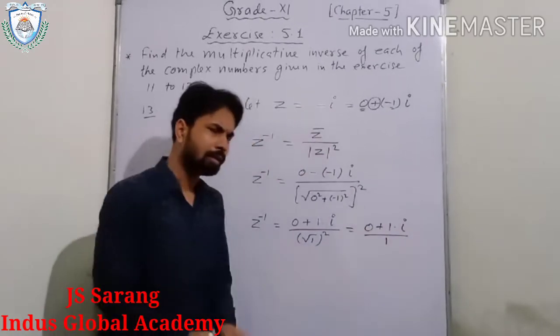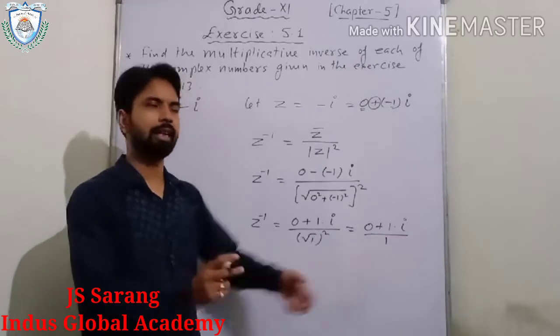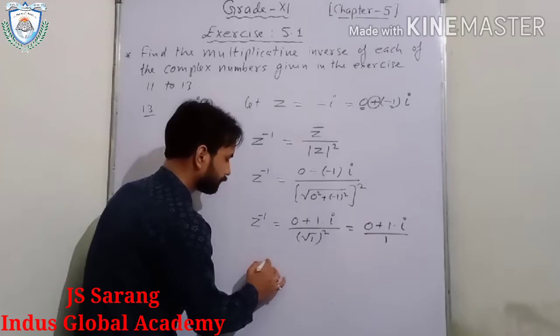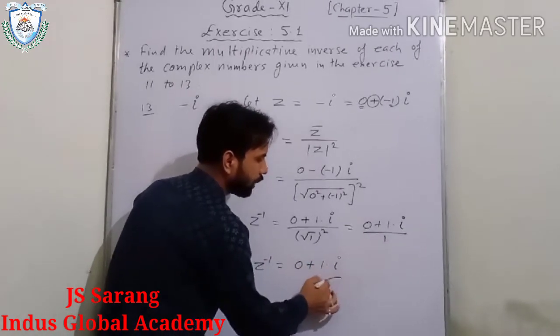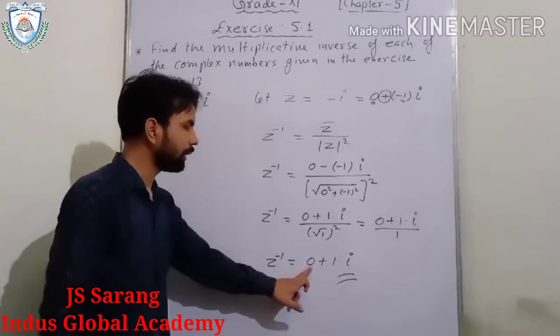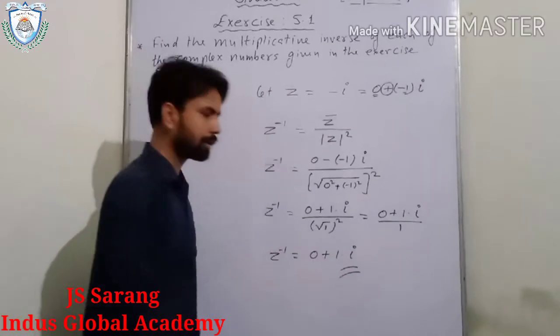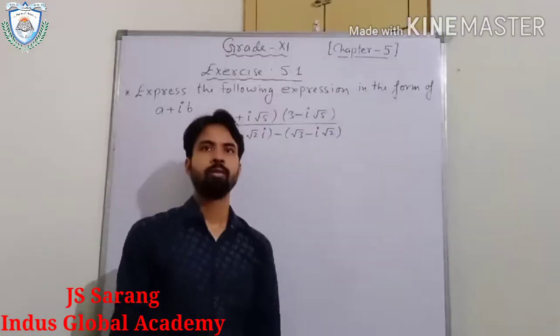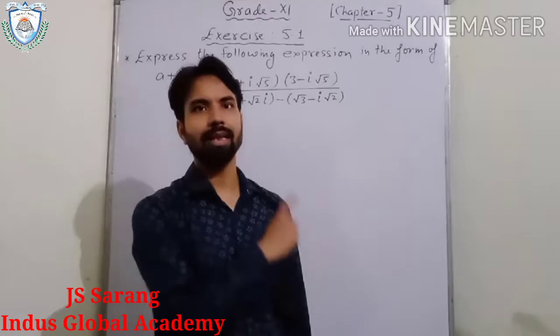And we know that if the denominator is 1, we can remove the denominator. So z inverse equals 0 plus 1 into i. So this is in the form of a plus ib. Hope it is clear to everyone. Understood? Good. Okay students, now this is the last question of this exercise.